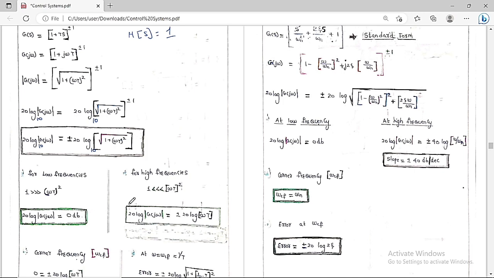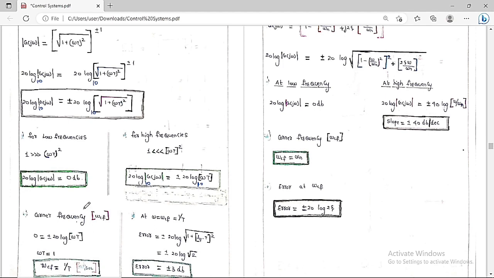It is an approximation. Suppose for higher frequencies, 1 is very much less when compared to (omega t) whole square. So we are going to neglect the value of 1. Then the square and the root are going to get cancelled. Finally, 20 log of mod of H(j omega) with base 10 is equal to plus or minus 20 log of omega t with base 10. So these are the two things we get here: 0 dB for lower frequencies, and for higher frequencies the equation is plus or minus 20 log of omega t with base 10.